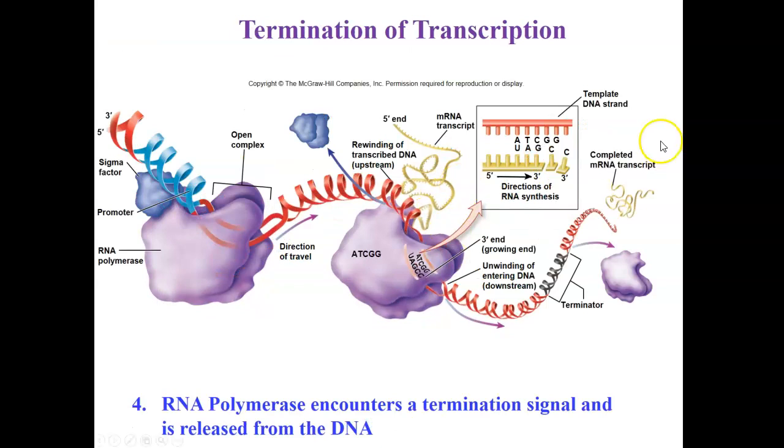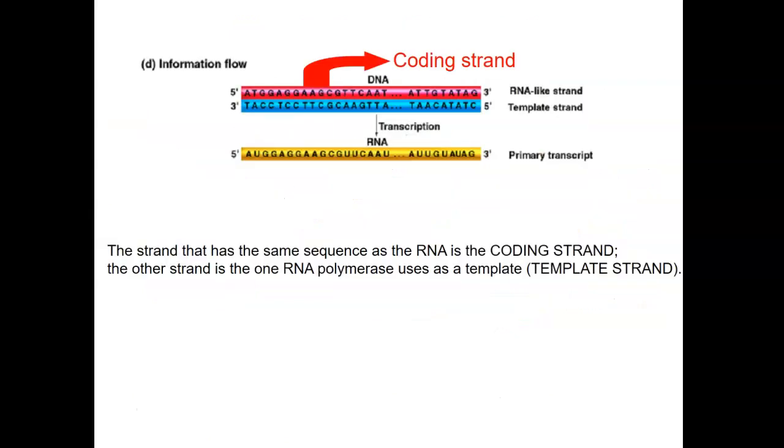Eventually, a terminator sequence will be reached, at which point we will have disassembly of this whole complex. The RNA polymerase will dissociate. The newly formed mRNA is going to also dissociate from the double-stranded DNA, and the double-stranded DNA can now reanneal and form the complementary base pairing.